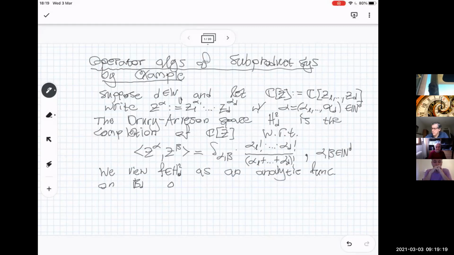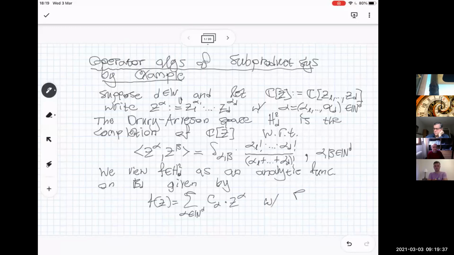Thank you. And so the functions are given by f(z) equals the sum over alpha in N^d of some c_alpha times z^alpha. So you can think of these as functions where you have this uniform convergence here. Okay.